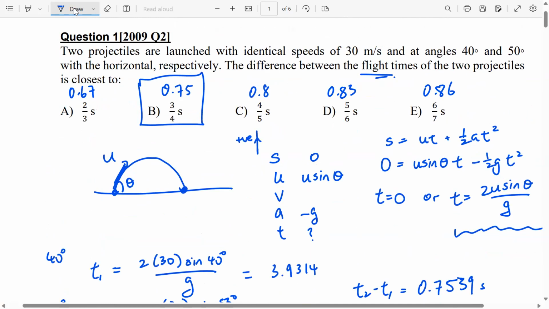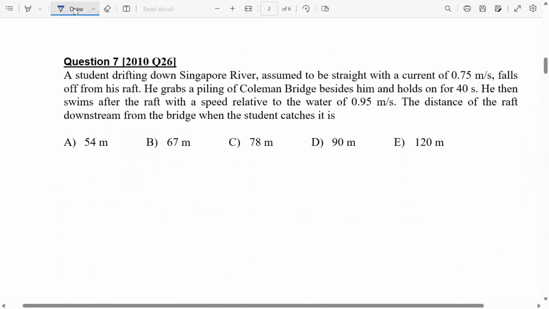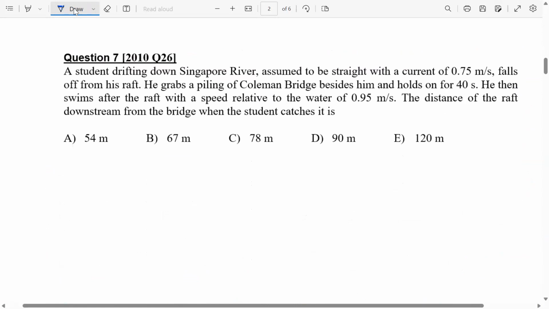Okay, so the next question that was asked, question 7. A student drifting down the Singapore River, which is assumed to be straight, with a current of 0.75 meters per second, falls off his raft. He grabs a piling of Coleman Bridge beside him and holds on for 40 seconds. He then swims after the raft with a speed relative to the water of 0.95 meters per second. So you take note, there's relative speed here. The distance of the raft downstream when the student catches it is?